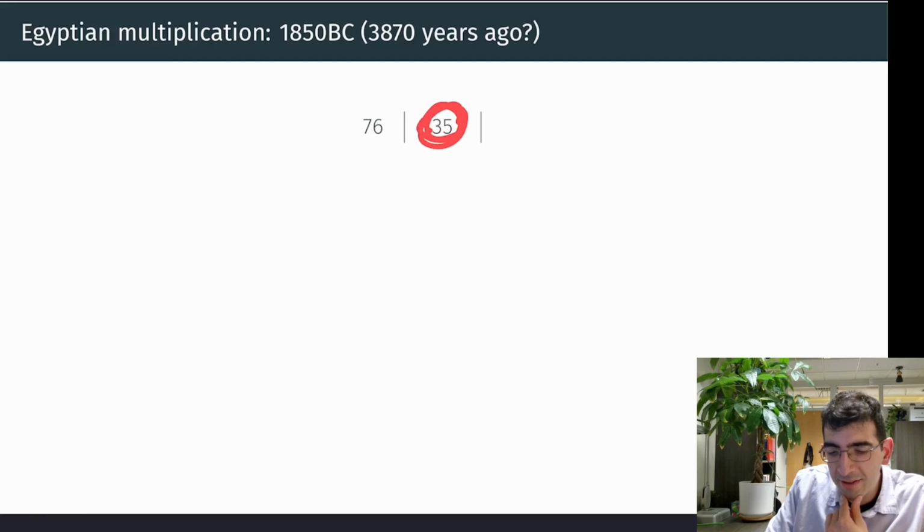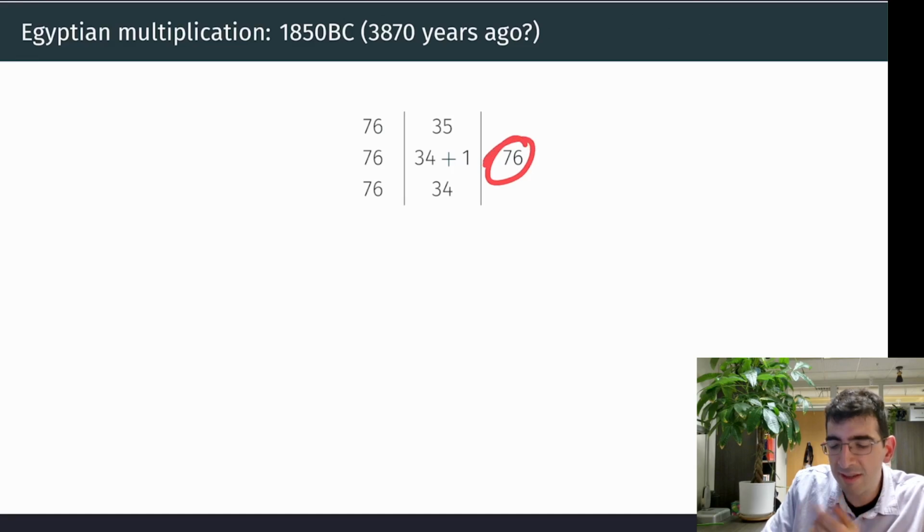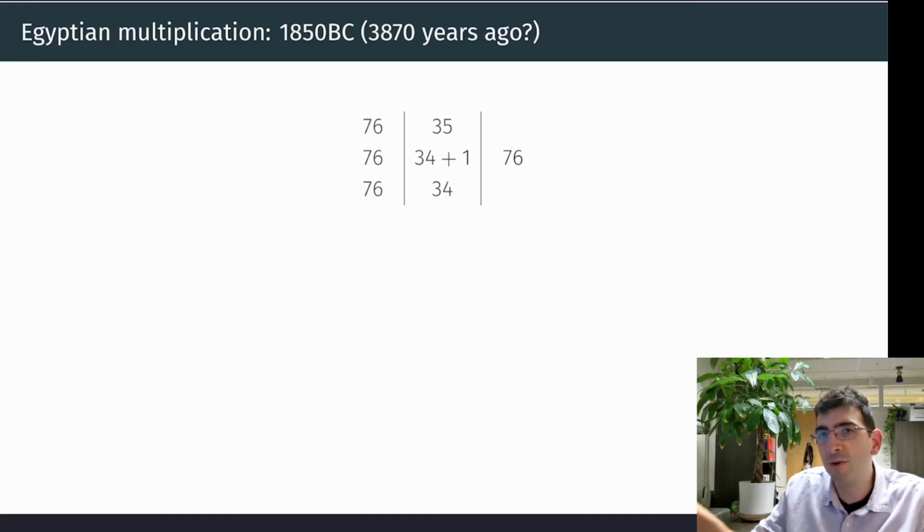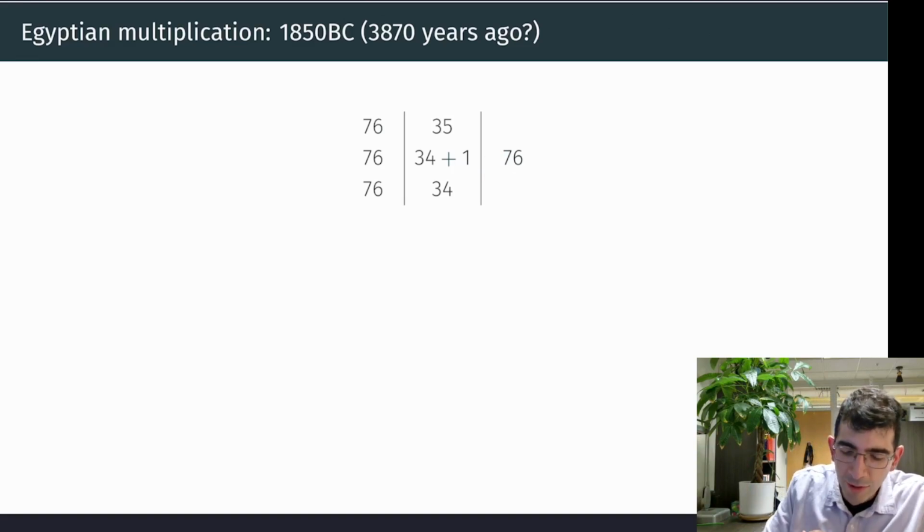Specifically, we want to get rid of this 35. 35 isn't a fun number to multiply with. So what do we do? Well, we realize that 76 times 35 is simply 76 times 34 plus 1. And to get rid of that plus 1, we just take out the 76 and put it in the addition pool. We're going to add that to the total result later. So now all we need to do is multiply 76 times 34.